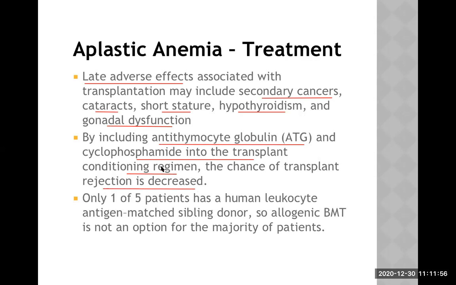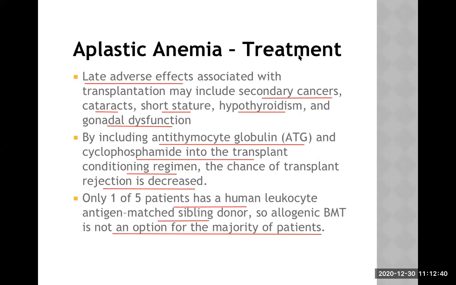The conditioning means before you go for bone marrow transplant. This is the meaning. Only 1 of 5 patients has a human leukocyte antigen matched sibling donor. So allogenic bone marrow transplantation is not an option for the majority of patients. That is 20%. In different textbooks it is written that only 20 to 30% of cases can get bone marrow from a sibling. Because if it doesn't match, we cannot give. There will be instant rejection. So this is a big problem in bone marrow transplantation, that is, to find the donor.